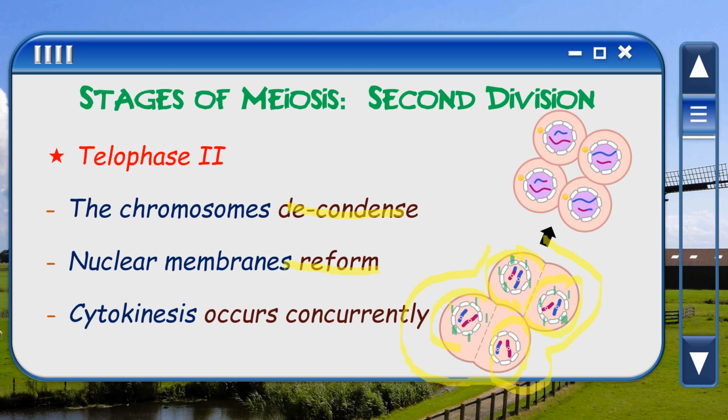And then cytokinesis is also going to occur at the same time. Cytokinesis is where the cell divides itself in the center. And after dividing in the center, we are going to have 4 haploid cells, distinct cells. 4 different cells have now been formed. 4 daughter cells have been formed after cytokinesis.